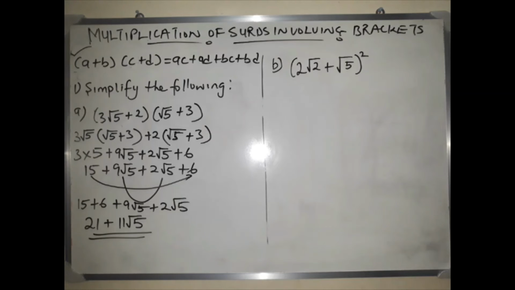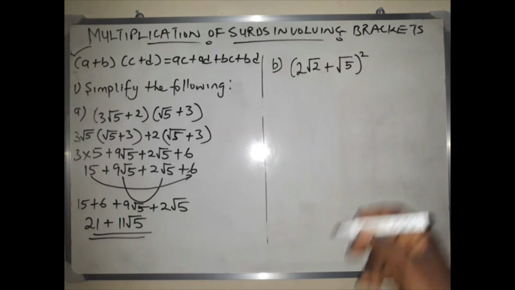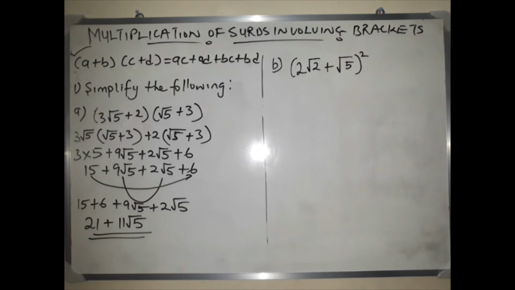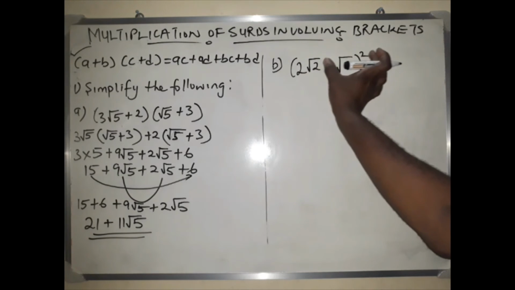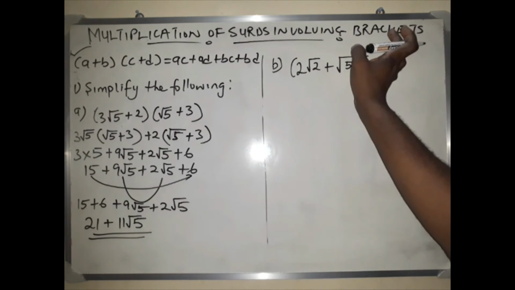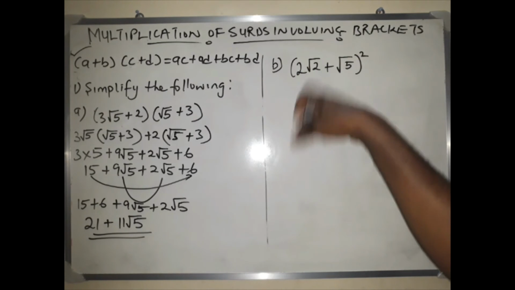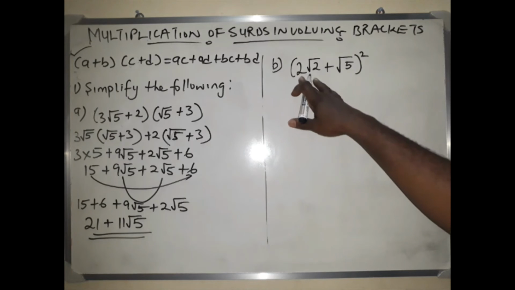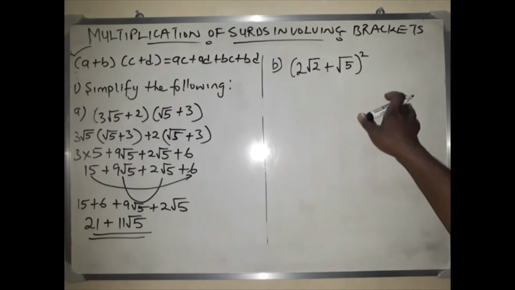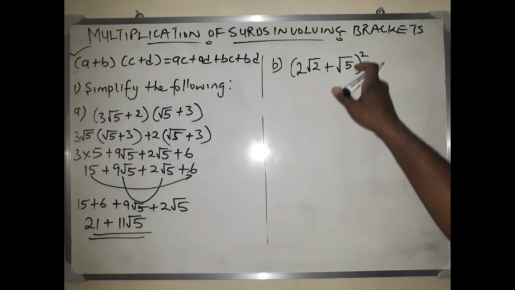So when you're multiplying surds involving brackets, just apply the what? Algebraic method. Now let's quickly go to the second example, and it says 2 root 2 plus root 5, all raised to the power 2. Now we all know that when we have a square outside a bracket, it means we're going to multiply everything inside that bracket by itself. So everything inside this bracket will multiply itself, okay? Because we have a square here.